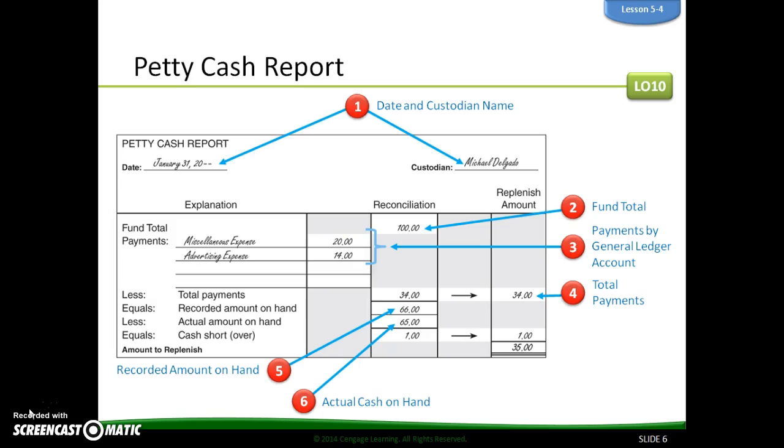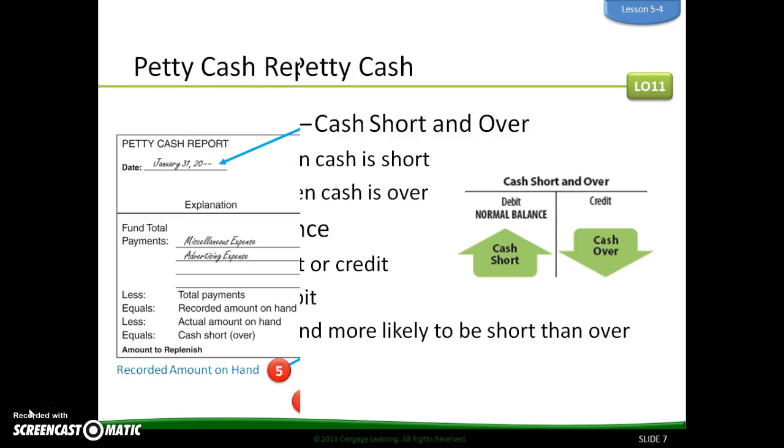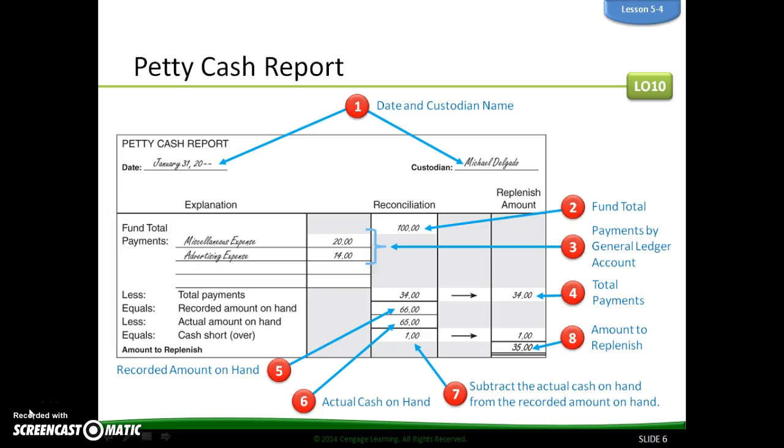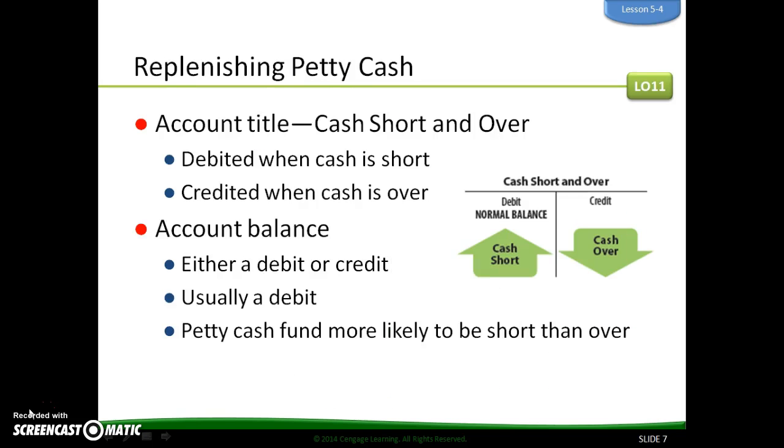So once we figure out what we say we should have on hand and what we actually have, you can see we're $1 short. Now, the last piece there says we need $35 to get our petty cash back to the $100 that we think we need to have on hand for our petty cash account. So the account title that we'll be looking at is cash short or cash over. When cash is short, we're going to debit or raise the balance. And when we're over, we're going to credit to reduce the balance. Okay?